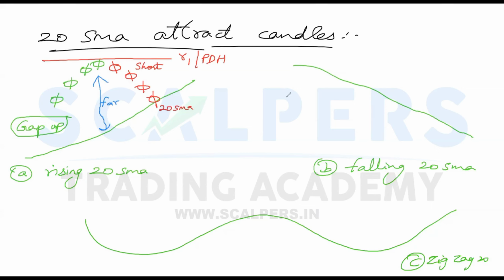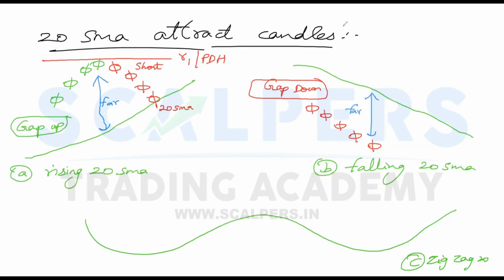See, if there is a gap up with a red candle, directly you can go for a short. I will tell you. Now we are going to see the second scenario. In the second scenario, there is a gap down and the candles will be going down. Now the distance between the candles and the 20 SMA is far away.